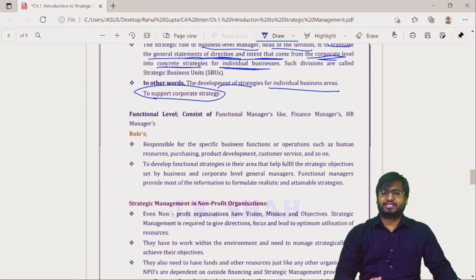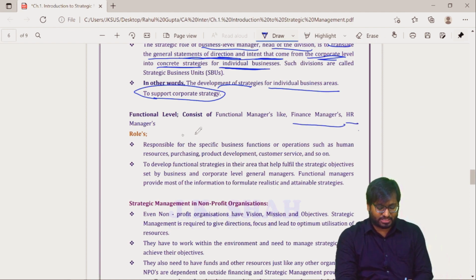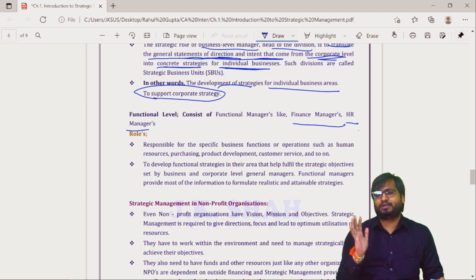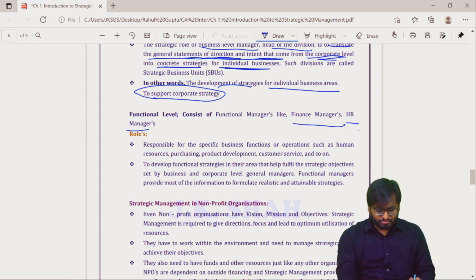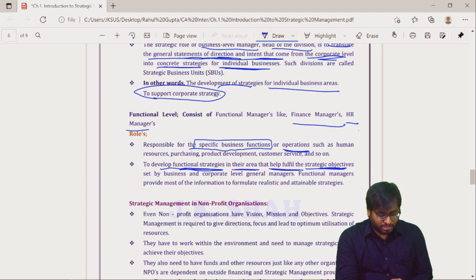Functional level strategy. As I told you, functional level strategy means departmental managers like finance manager, HR manager, marketing manager, production manager. We can have lots of departments. So all departmental managers are called functional managers. Responsible for specific business functions or operations. And these are the examples. Okay. What do they do? To develop a functional strategy in their area that will help fulfill the strategic objectives set by the business and corporate and general level managers.